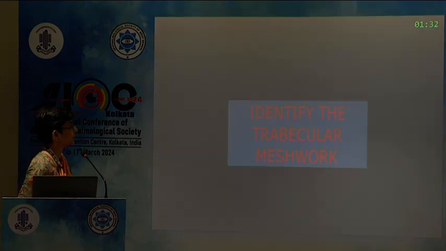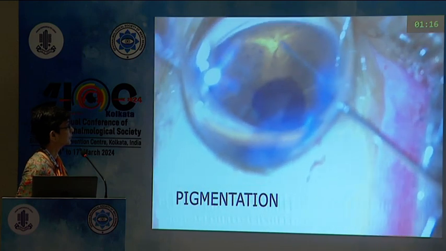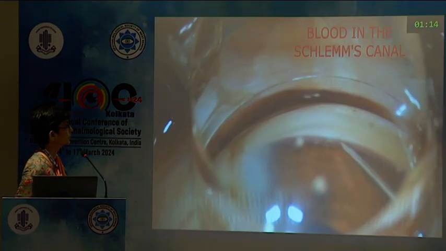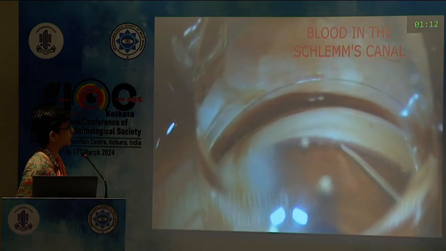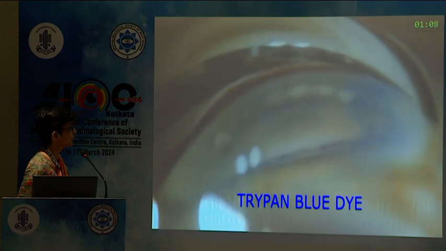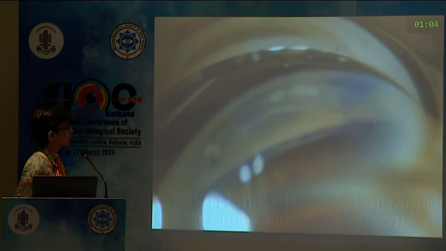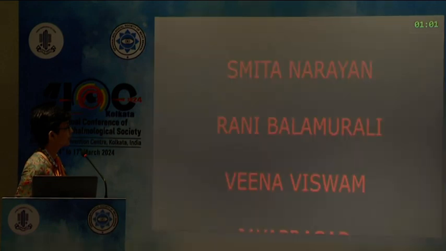It is worthwhile to remember that identifying the trabecular meshwork intraoperatively is the most important part of both the procedures. It can be identified by: number 1, recognizing the pigment of the angle; 2, blood-filled Schlemm's canal when the eye is hypotonous; and 3, and most useful, the blue staining of the trabecular meshwork with trypan blue.